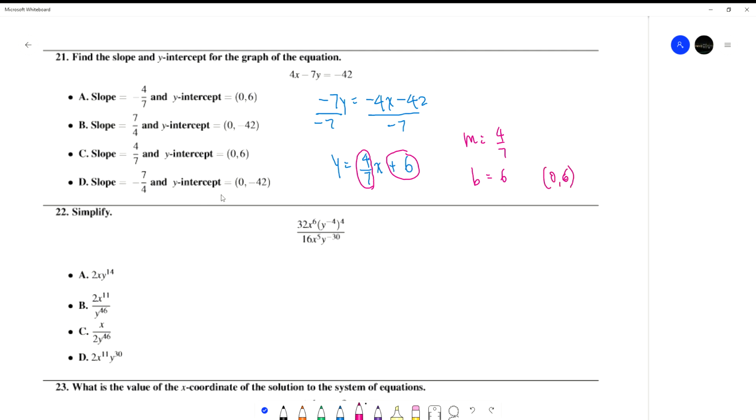So what do we see? Slope and y-intercept. So answer choice C. Any questions?